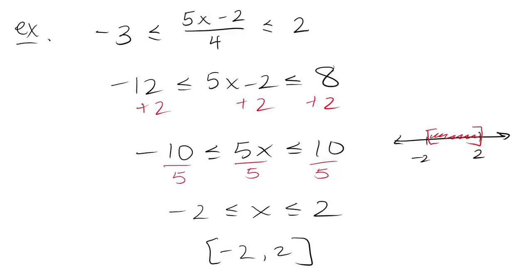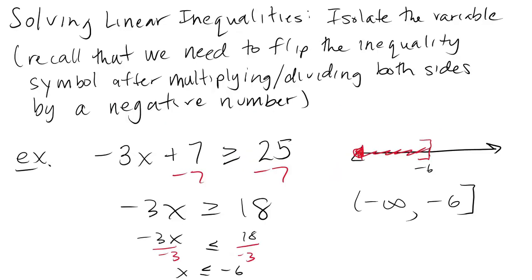But you might consider checking a number that's on the interval and checking a number or two that's off the interval, and making sure that the solutions work and the non-solutions don't. So these linear inequalities are pretty straightforward. The one thing you have to remember is that if you multiply or divide both sides by a negative number, you have to flip the direction of the inequality.